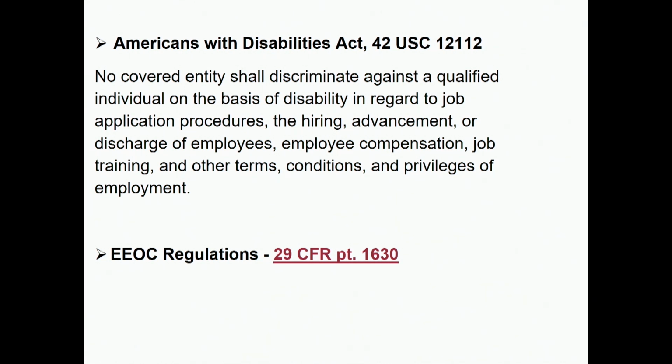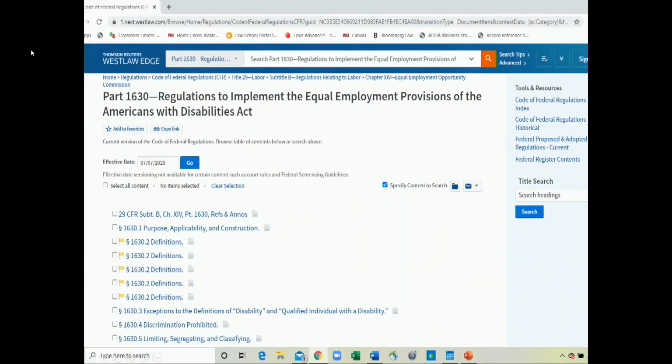These regulations are intended to work with the ADA. These regulations are 29 CFR Part 1630. Here are these regulations on Westlaw. You see that these regulations implement the equal employment provisions of the Americans with Disabilities Act. Your research is not complete until you have found these regulations in addition to your federal statute.